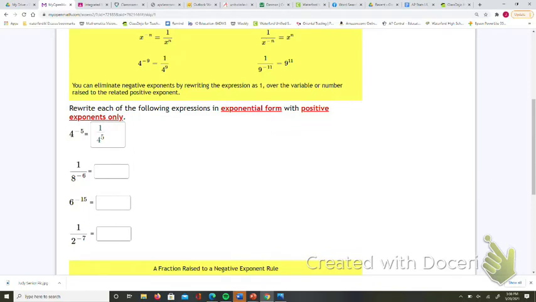Okay, now we have 1 over 8 to the negative 6. It's going to become 8 to the 6th over 1. Now, do we need the 1 in the denominator? We don't. It's just 8 to the 6th. Okay, so everybody, we're going to go type that: 8 to the 6th power.